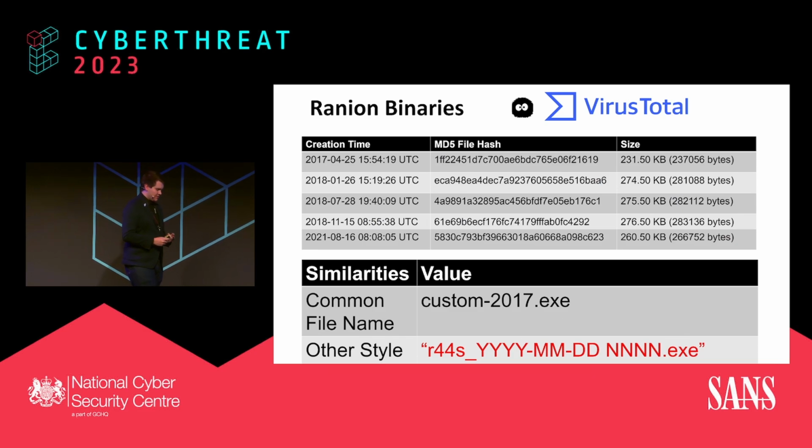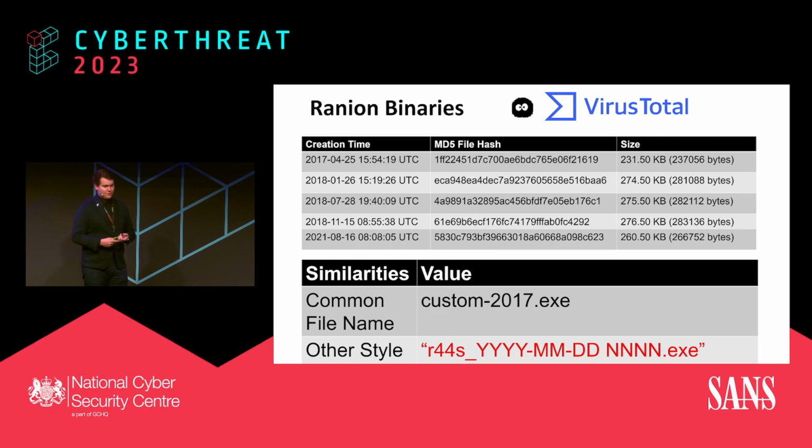So the Ranion binaries. When we were on the Tor site, we saw the file name. When we take that file name and look it up in malware submission sites like VirusTotal, we can uncover different ransomware binaries and hashes, so the samples. Then we can extract information about those samples to help build up a picture of this ransomware as a service.